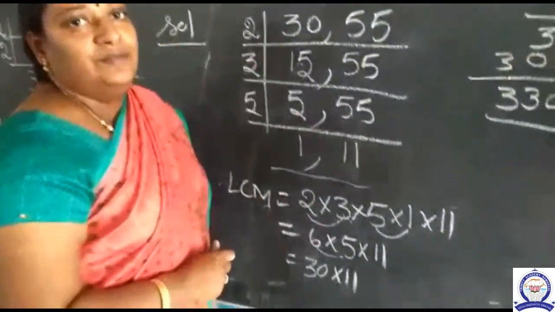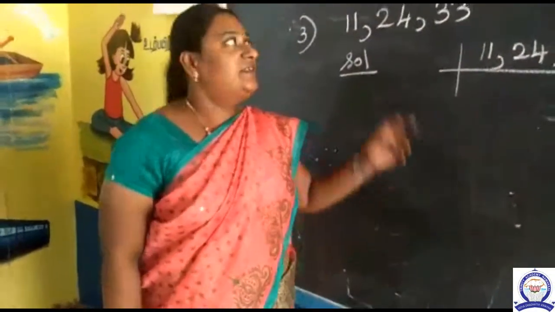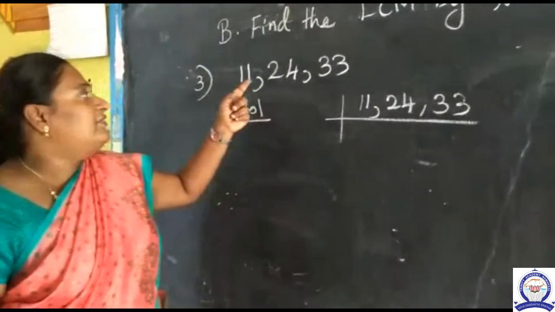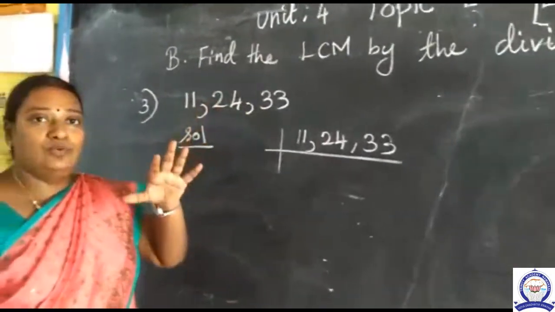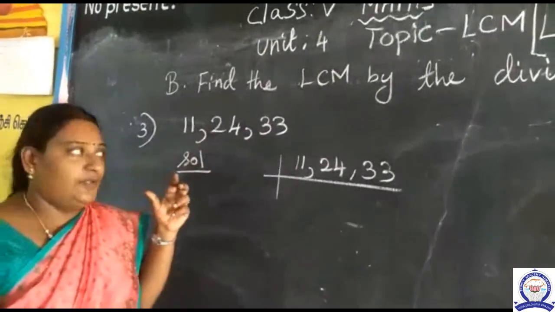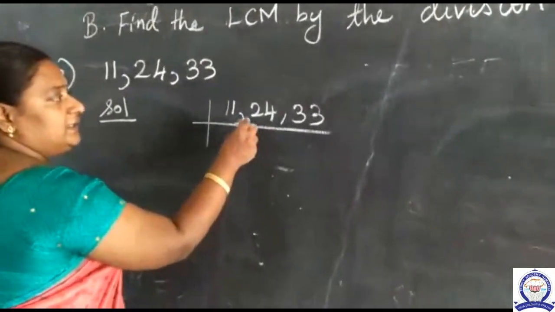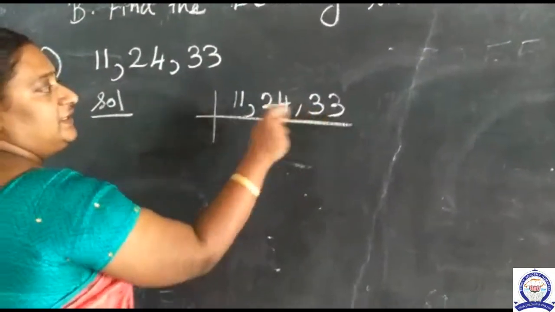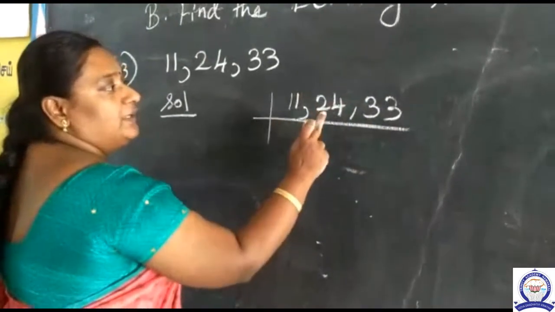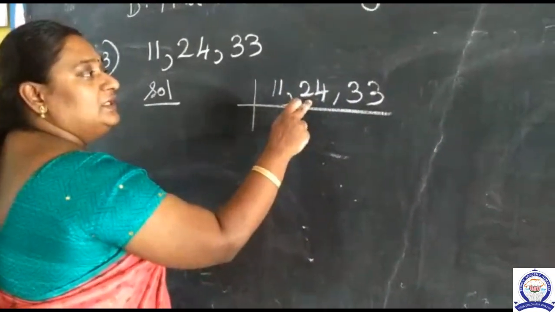Next see the next sum. Next children, let us see the next sum, third sum. 11, 24 and 33. So 3 numbers are given, and we have to find the LCM for 3 numbers. Okay, so listen. 11, 24 and 33. 11 and 33 are odd numbers, and 24 in between is an even number.